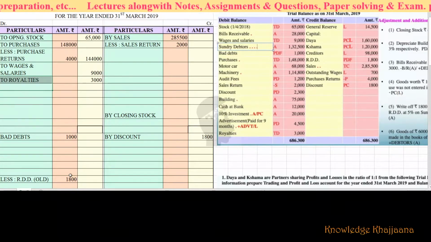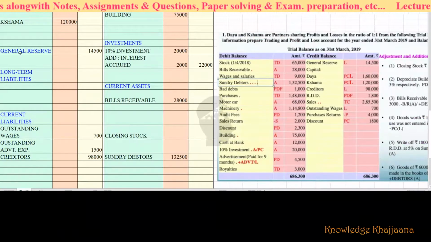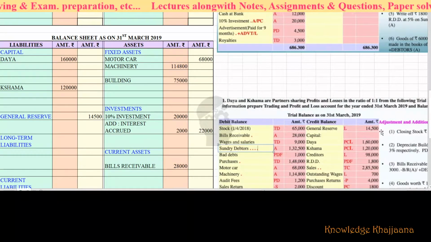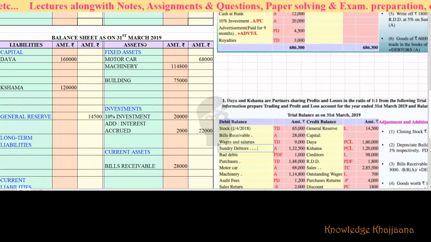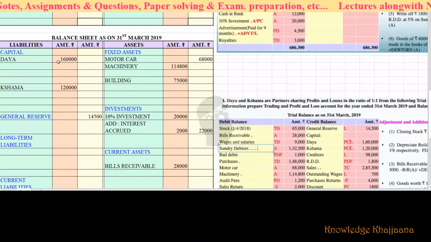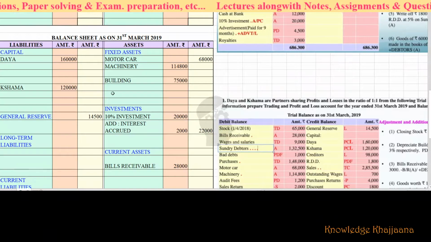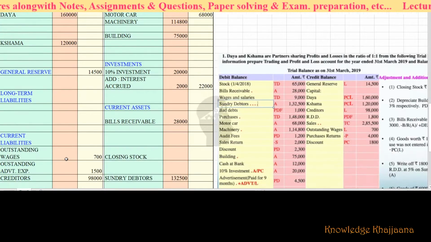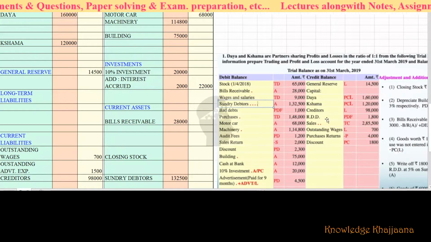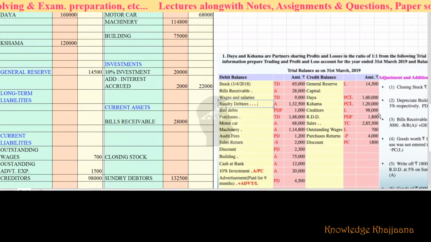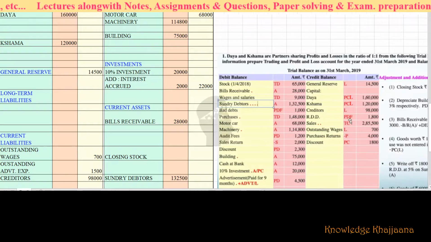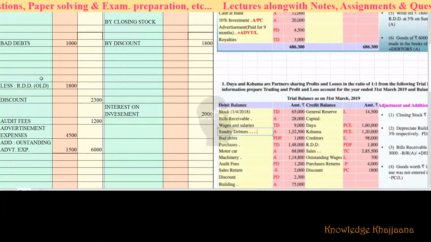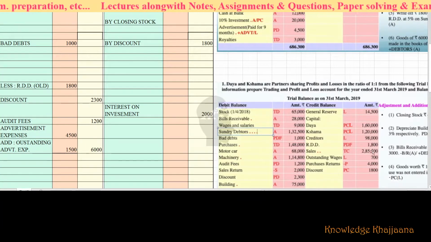Now general reserve we have recorded, rupees 14,500, right? Then capital of Daya 1,60,000, capital of Kshama 1,20,000, creditors of rupees 98,000. RDD in the formula we have just recorded it, less old RDD rupees 1,800.